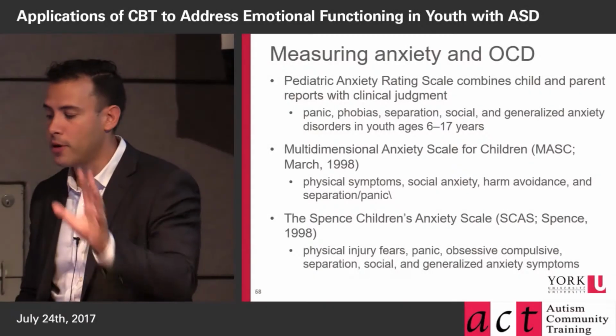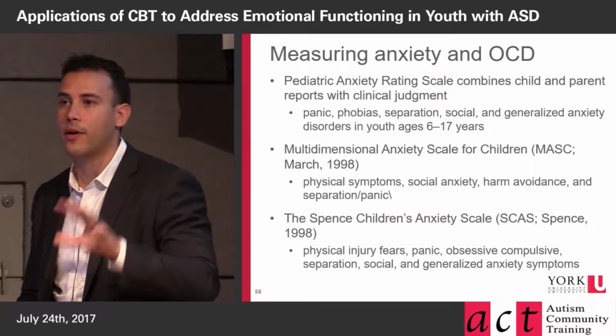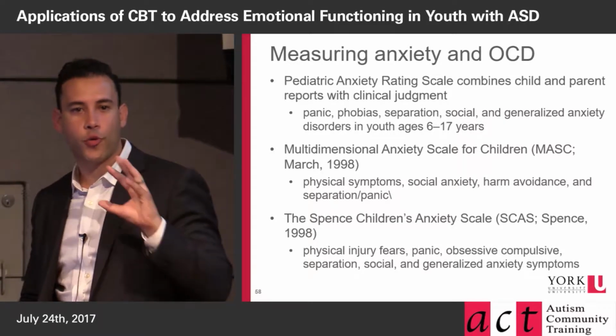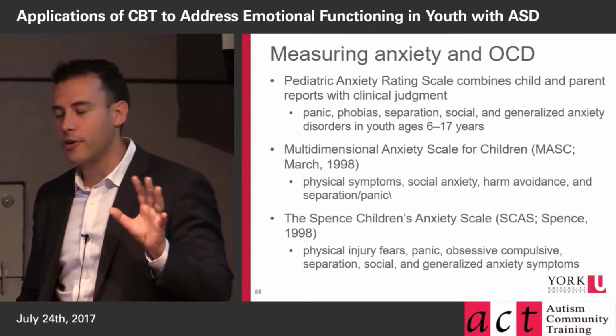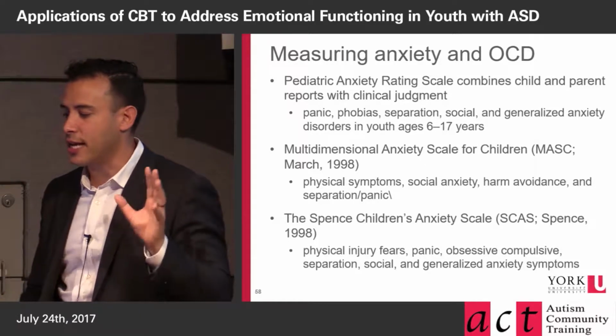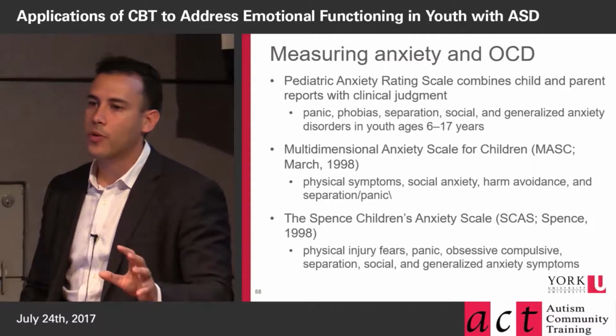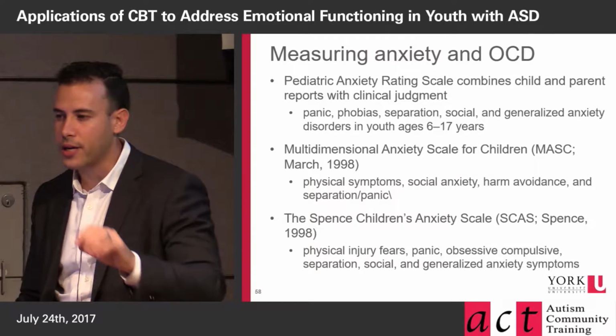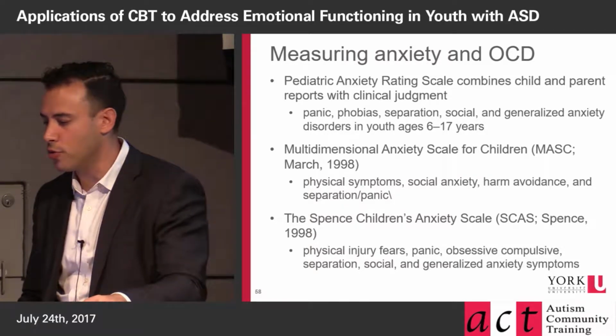So there are a number, I put a bunch of different scales on here. People always say, how can we measure these things in autism? So I put a bunch for you. I'm not going to go through each one of them. I'll tell you though, the first one, the Pediatric Anxiety Rating Scale, is probably one of the ones that's better researched out there now, that has pretty good validity as a tool.